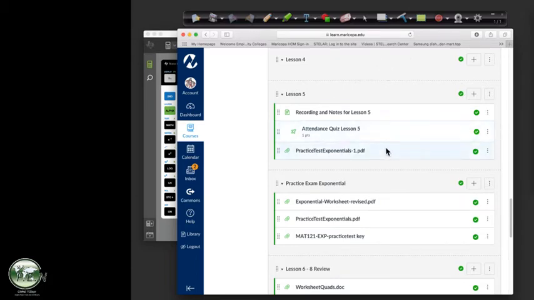If you go to the Modules section, under Lesson 5, there was the recording we did for Lesson 5. A practice test was here, and then there's some more practice tests down here. So what we'll do is we'll work through a few examples, and the examples I work through are the kind of questions that will be on the test. The ones I don't work won't be on the test.